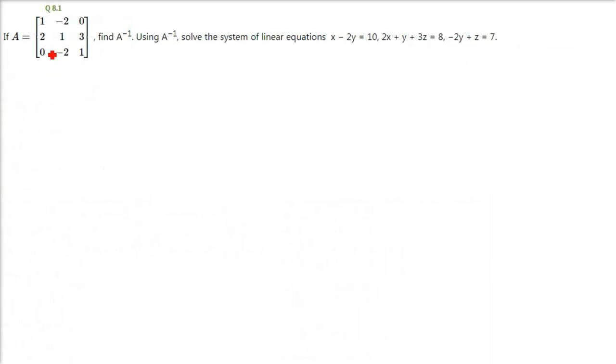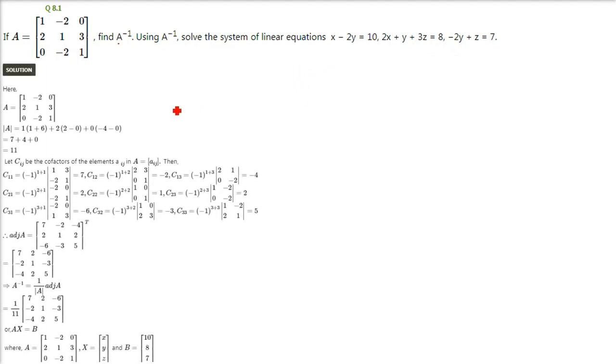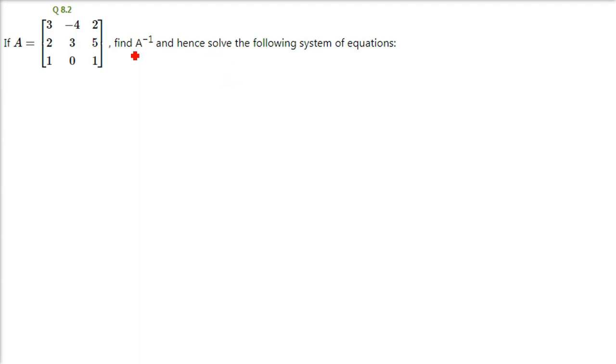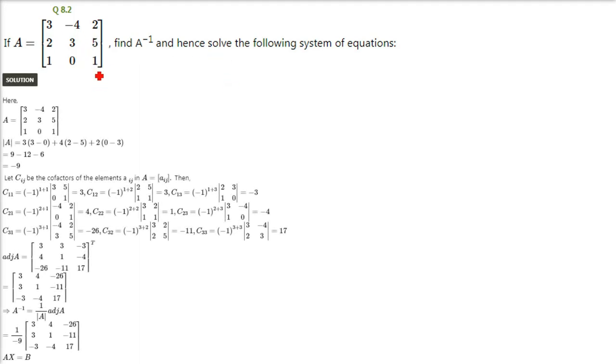Same thing here. Using A inverse, you have to find out the solution of this equation. Same thing. I'm just going forward now. So A is equal to this. And let me just give you the constant values here. See, question 8 has certain parts here. I don't know which edition you are using. You will find out which question actually is there in your edition.